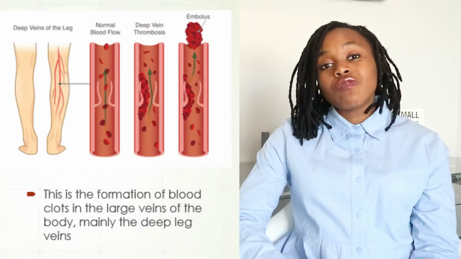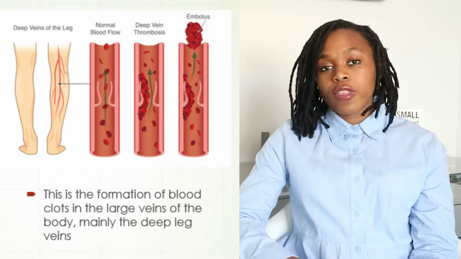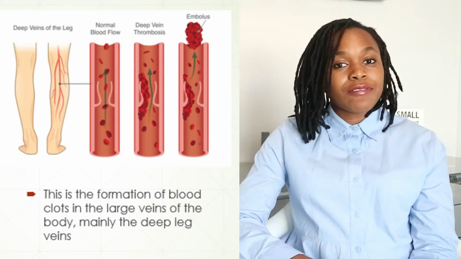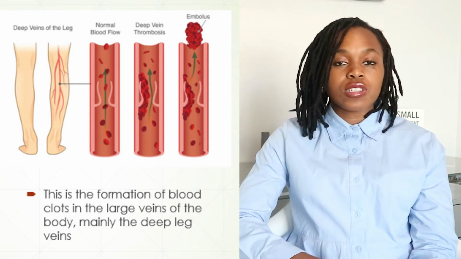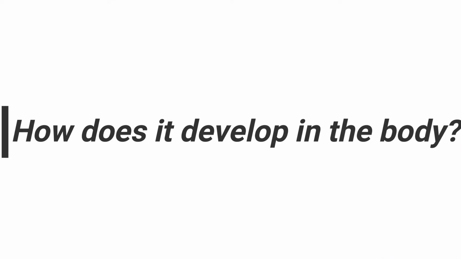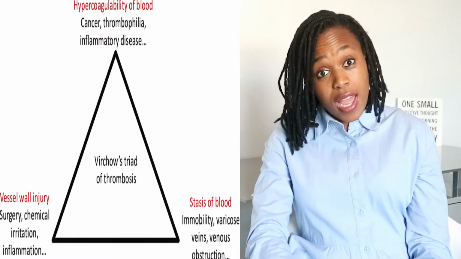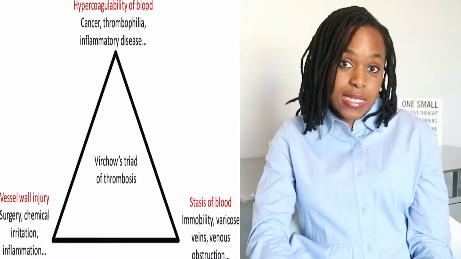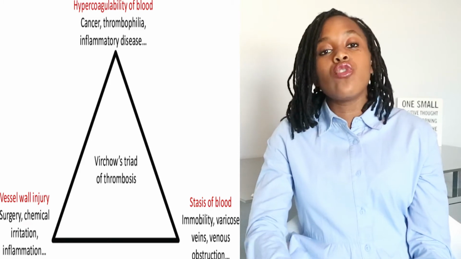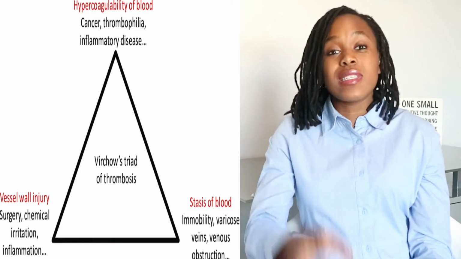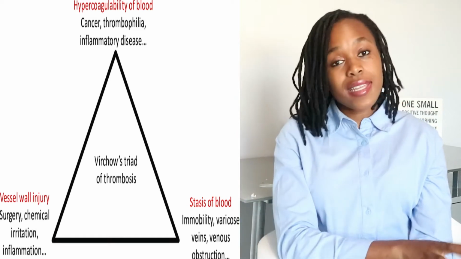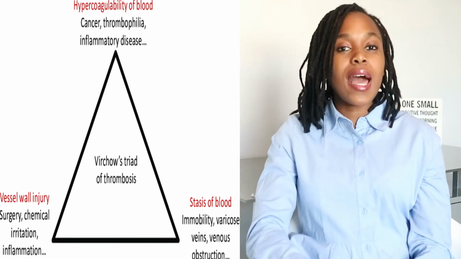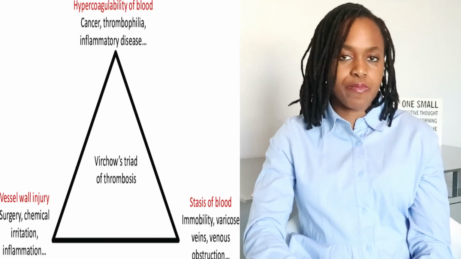DVT is the formation of blood clots in the large veins of the body, but it does mainly affect the deep veins that are situated in your legs. This works according to Virchow's triad, which consists of venous stasis, hypercoagulability, and/or venous injury. So what this is, it's venous stasis coupled by either vascular injury or by hypercoagulability, or all three. Now what on earth is that?